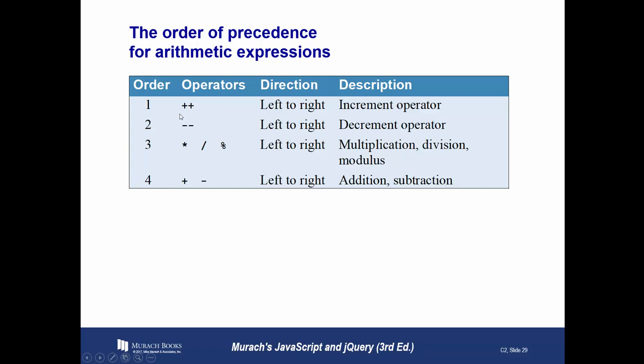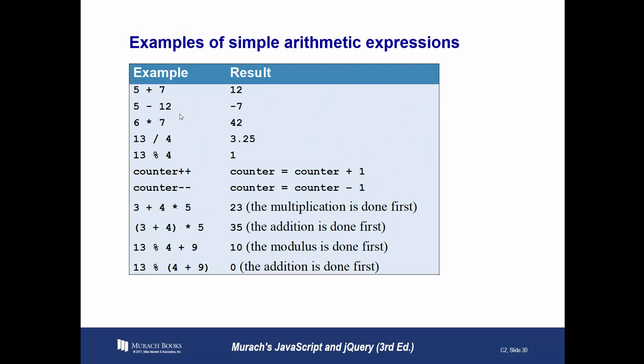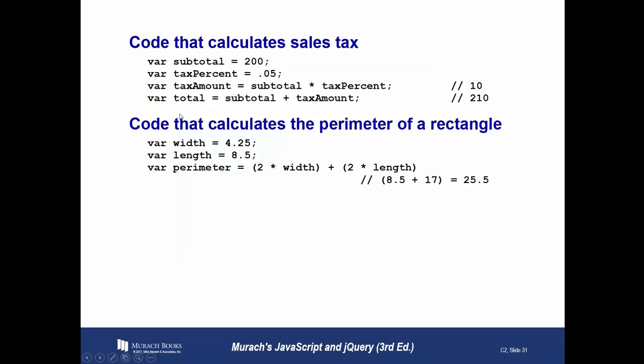All right. Here is the order of precedence. Don't worry about it for now because we're going to be going over it. Here are some examples, and most of the time it's what you'd expect. Notice that 13 modulo 4 says 13 divided by 4, which is 3, remainder 1. So you get the remainder. Again, we are going to go over all of these as we go on. 200 times 0.05 gives you 10. 200 plus 10 is 210.